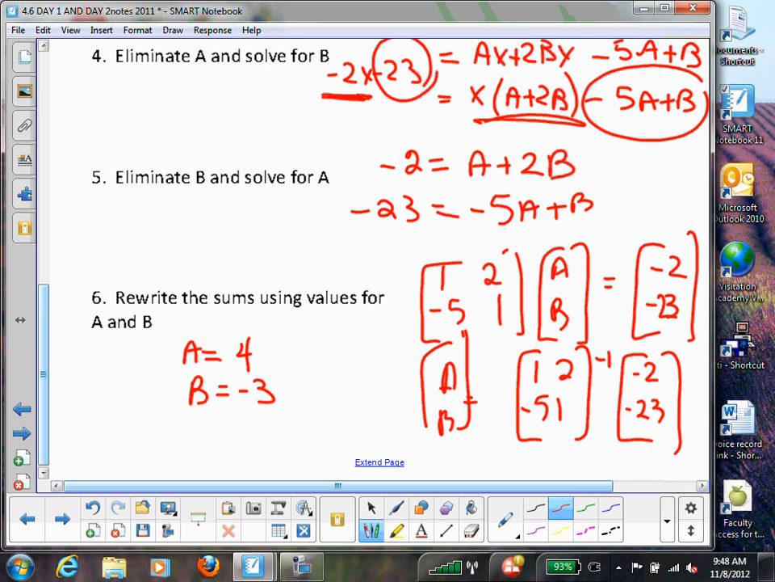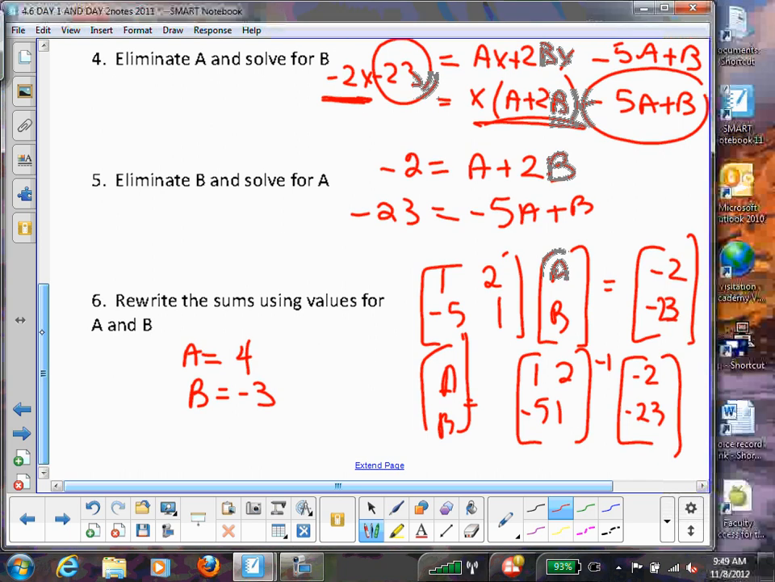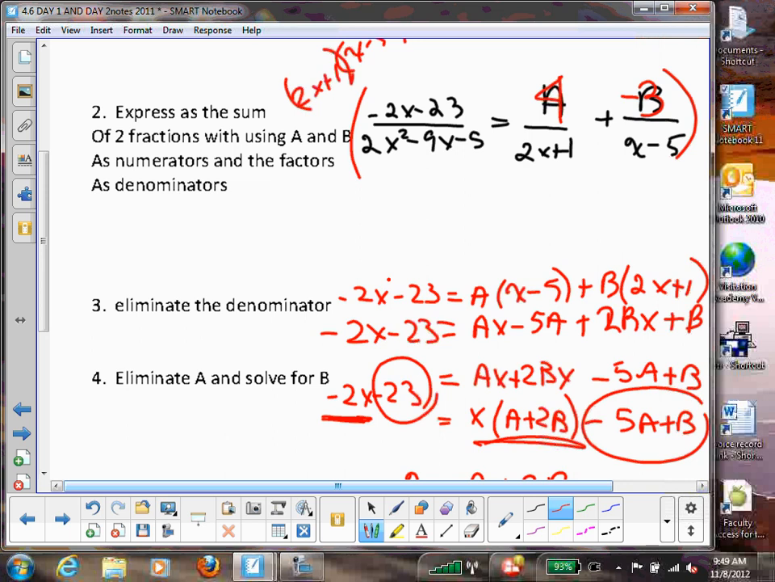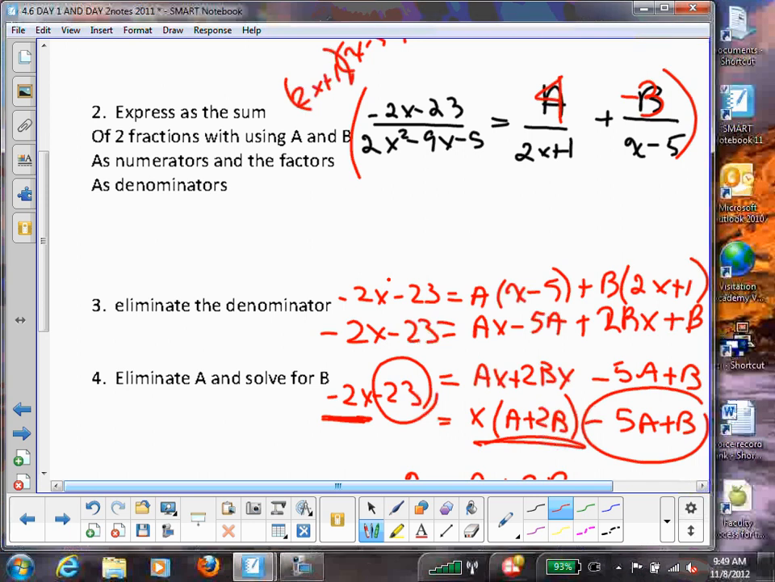So A is 4 and B is? So basically, if I go back up to this, A is 4 and B is negative 3, right? Did you say negative or positive? So these are my 2 fractions then. So 4 over x plus 21 minus 3 over x minus 5 is going to give me this if I were to go back through the process of getting a common denominator. Right.